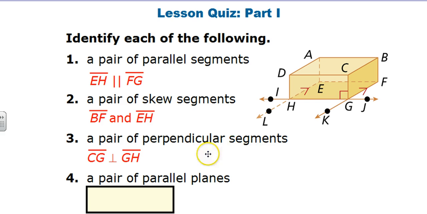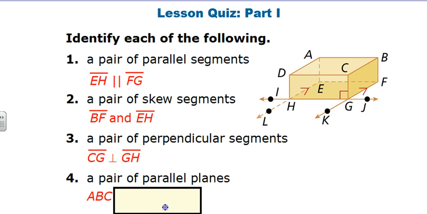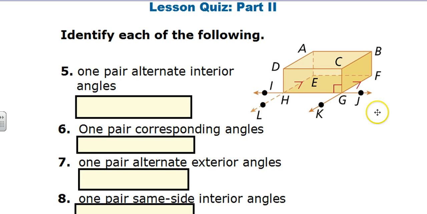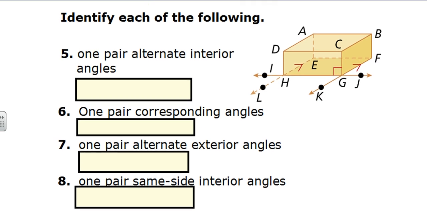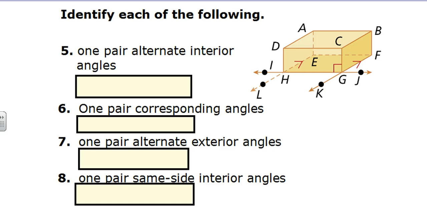And finally, a pair of parallel planes. So if we name ABC, that looks like, as this is oriented, the top, right? So that would be parallel to the bottom, EFG. Good. And then lesson quiz part 2. Can you please identify these things?